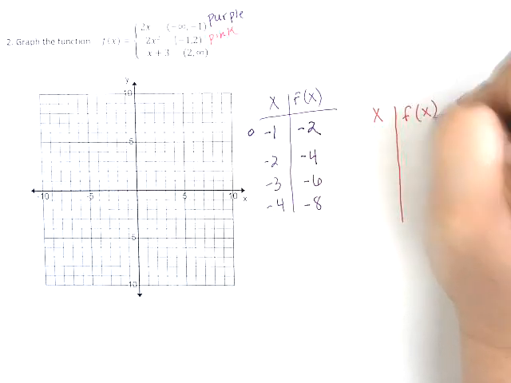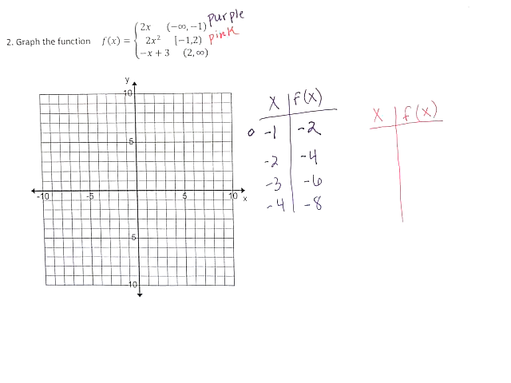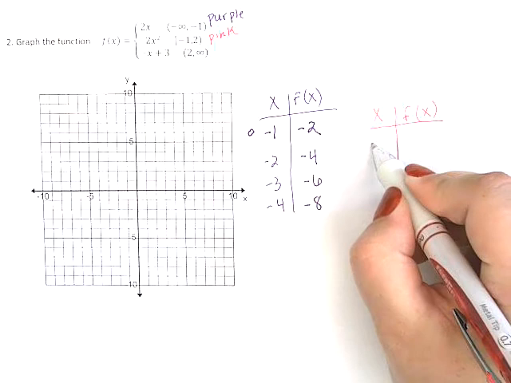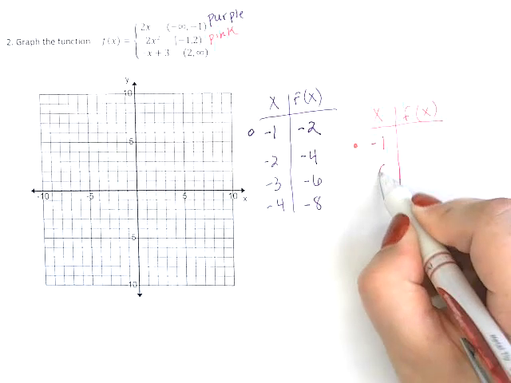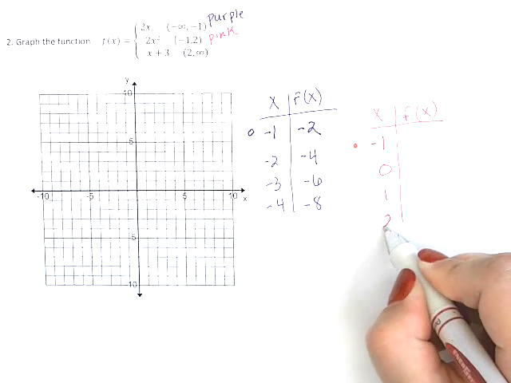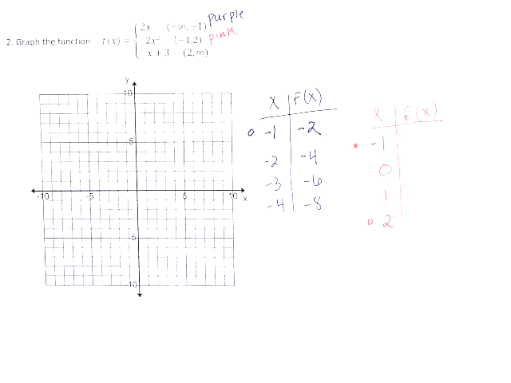X and f of x for the second function. And that one says we're going to have to be between negative 1 and 2. So we're going to pick negative 1 and it's going to be a closed circle. And then we're going to do 0, 1, and 2, but 2 is going to be an open circle.